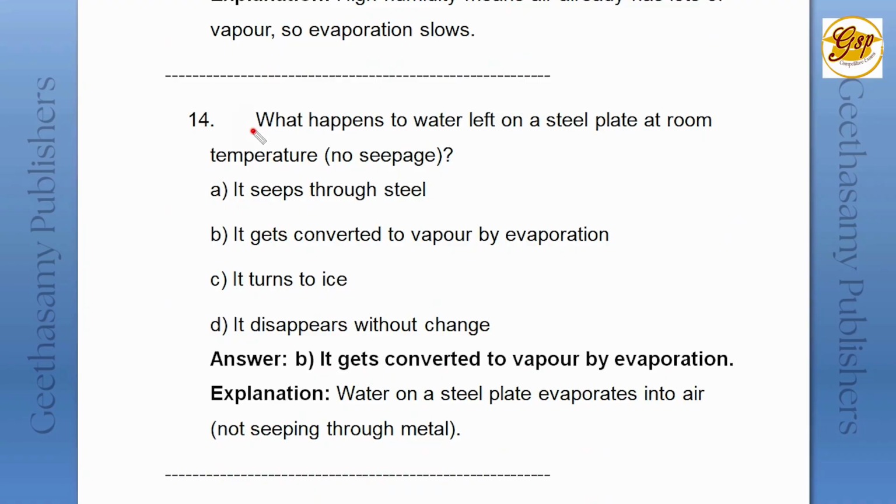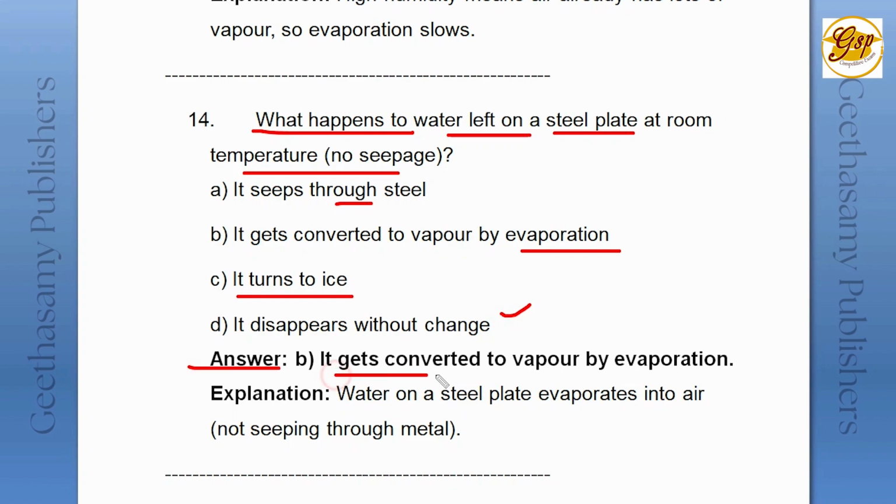14th question. What happens to water left on a steel plate at room temperature, no seepage? It seeps through the steel, it gets converted into vapor by evaporation, it turns into ice, or it remains without change. The answer is it gets converted into vapor by evaporation. So the water on the steel plate evaporates into air, not seeping through the metal.